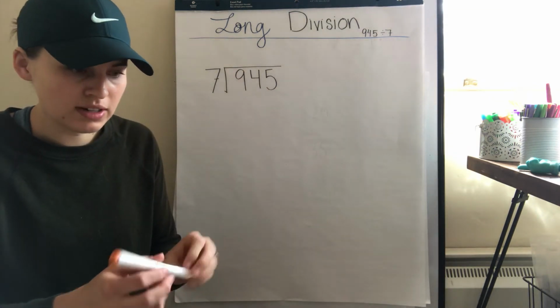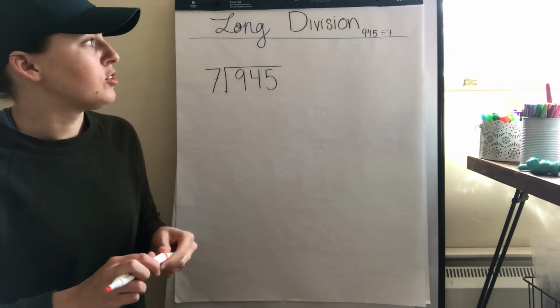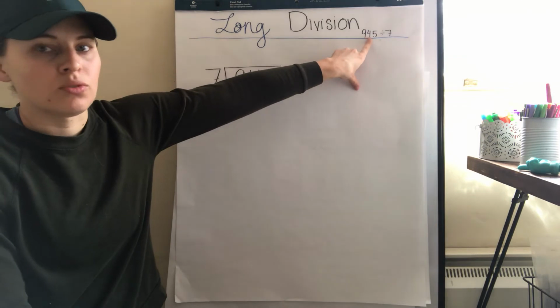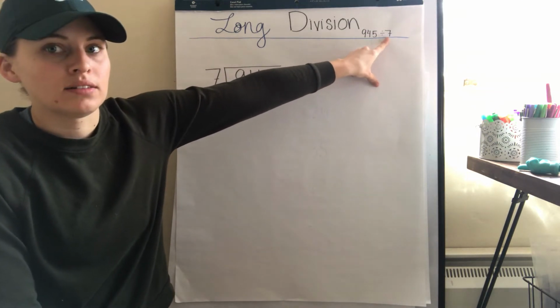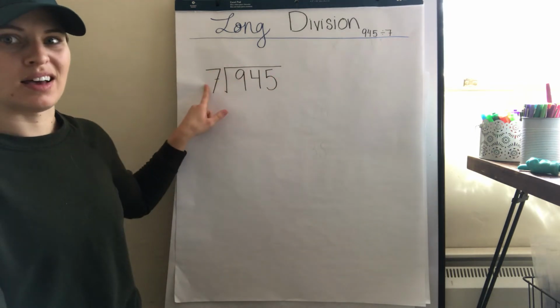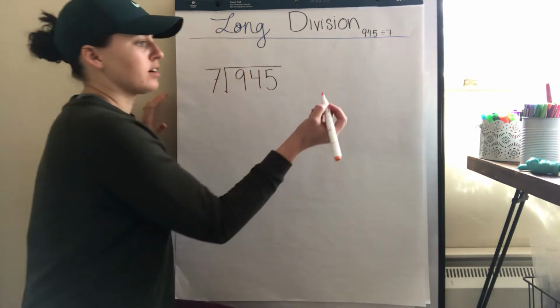So first I want to write down the steps on top. If you need to get this problem down, get this problem down. We're doing 945 divided by 7. And we write it like this: 945 divided by 7.